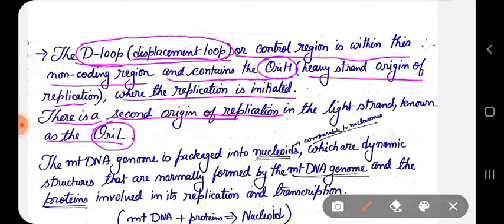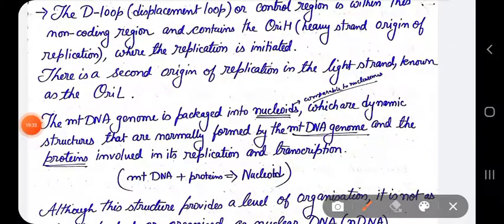So two origins of replication, quite surprisingly: we can see an origin of replication for the heavy strand and an origin of replication for the light strand, and these are found within the non-coding regions. Ultimately they will not code for any protein, but they are required for the replication initiation process, right?